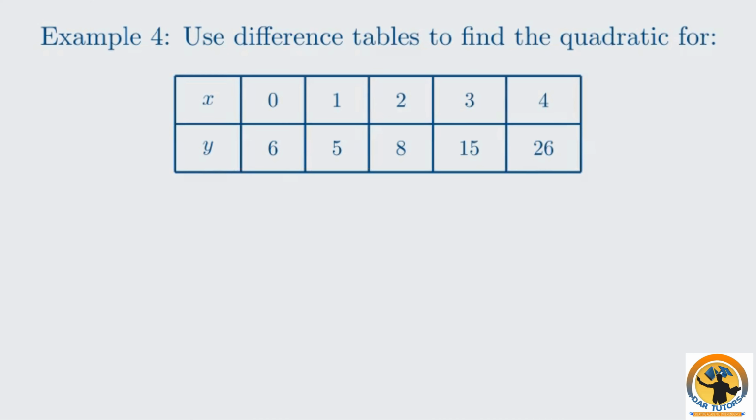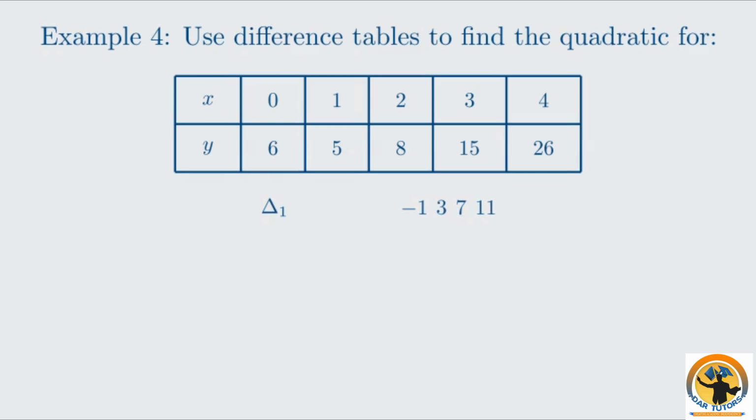Step 1 is to create a difference table. We start with the y values. The first row contains our y values. Next, we find the first differences by subtracting consecutive y values. We calculate 5 minus 6 is -1, 8 minus 5 is 3, 15 minus 8 is 7, and 26 minus 15 is 11. These are our first differences.